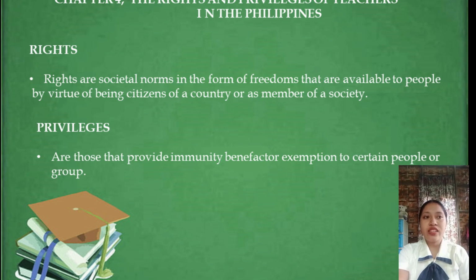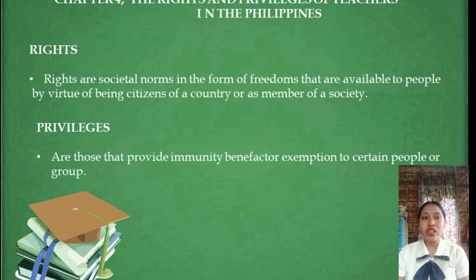Rights are social norms in the form of freedoms that are available to people by virtue of being citizens of a country and members of a society. They are also granted by the Constitution to individuals. Examples of rights are the right to vote, the right to work, the right to move freely inside the country, and the right to choose a profession. We also have the right to equality, which ensures that there is no discrimination on the basis of skin color, gender, religion, language, and such.